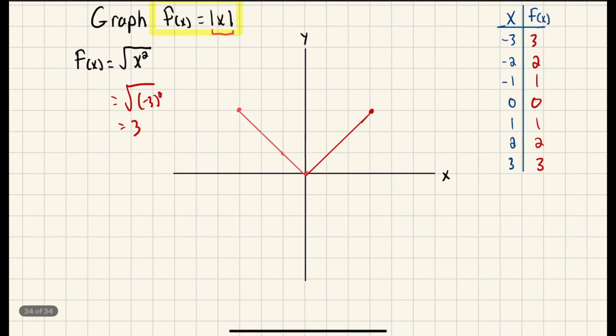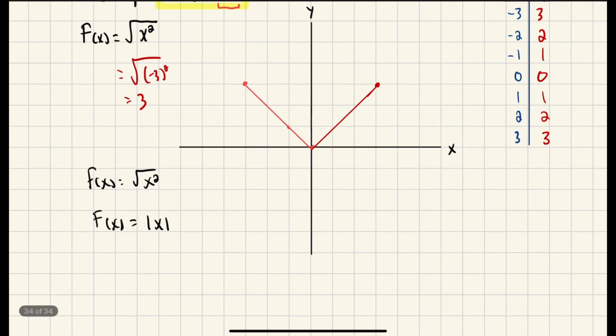What we could say is that if f at x is equal to root x squared, and we could also say that f at x is equal to absolute value x, and those two give us the exact same graph, then we could say that absolute value of x is equal to the square root of x squared, where the negatives and the positives of the x values don't matter at all, and hence we get the same graph.